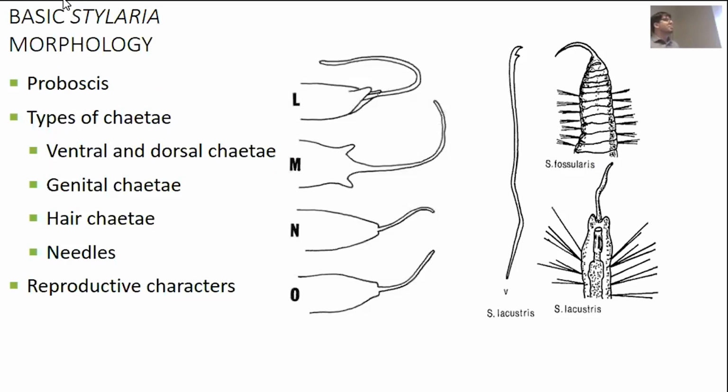So here's a little bit of basic morphology. This image in the middle, these are our Stylaria Leucostris. They're showing the different types of prostomiums that they have. L and M are how we typically see Stylaria, with this bilobate structure. And N and O are showing a rectangular end, in recently cloned individuals. The image on the right is our Stylaria fossolaris. It's got the conical prostomium, I should say, and then Leucostris has the bilobate. You can see that the chaetae, at least as depicted in the image, are much smaller in Stylaria fossolaris than Leucostris.